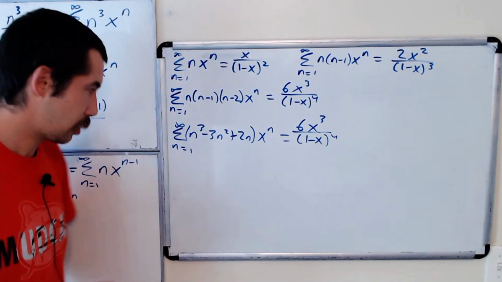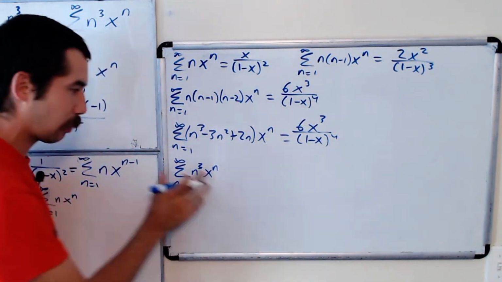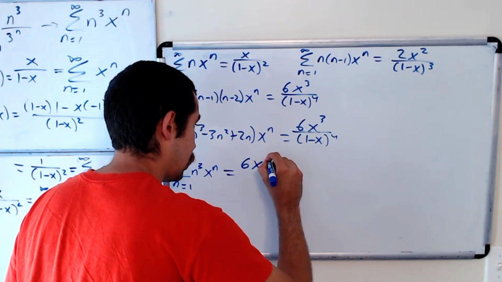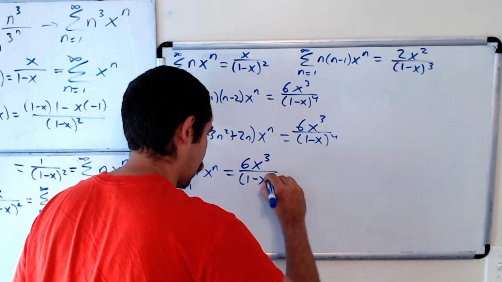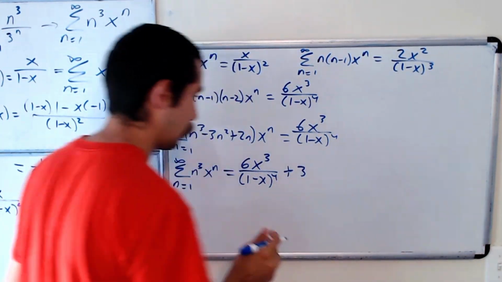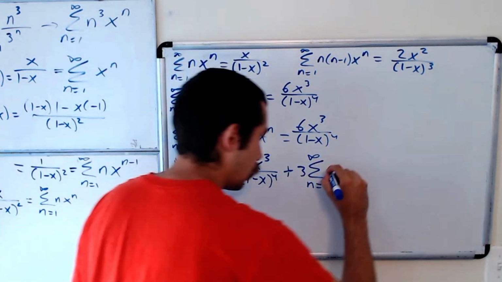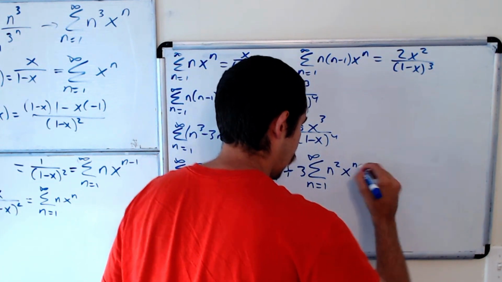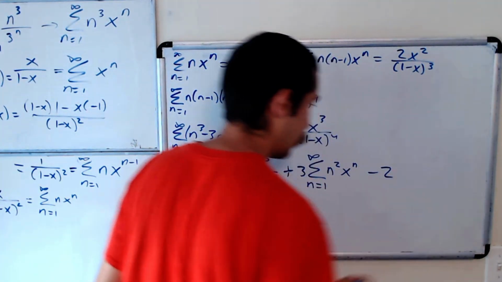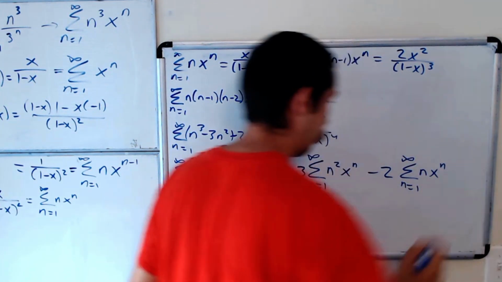Okay, so let's bring over some terms. And we have that the sum from n equals 1 to infinity of n to the third x to the n, so that's what we're trying to evaluate, is equal to 6x to the third over 1 minus x to the fourth plus 3 times the sum from n equals 1 to infinity of n squared x to the n minus 2 times the sum from n equals 1 to infinity of n x to the n.